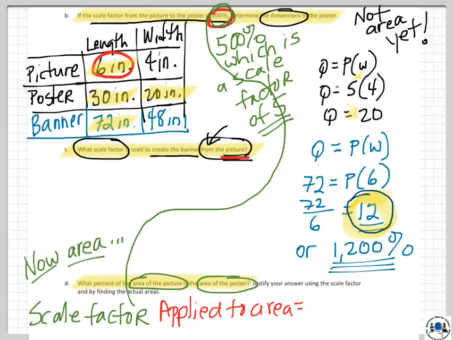And scale factor applied to area is 5 squared, or 25, or 2,500%. So the area of the poster is a scale factor of 25, or actually 2,500% of the area of the picture. Again, all we've done is take our one-dimensional scale factor and squared it to get our two-dimensional, or area, scale factor.